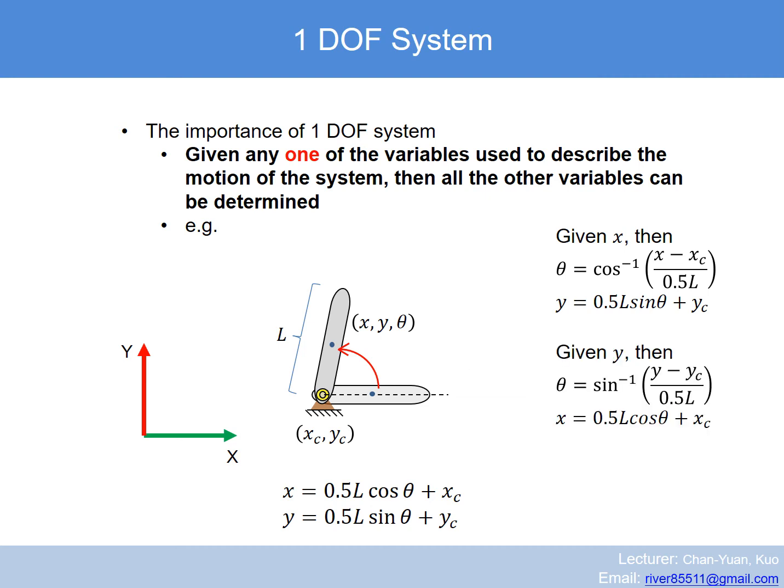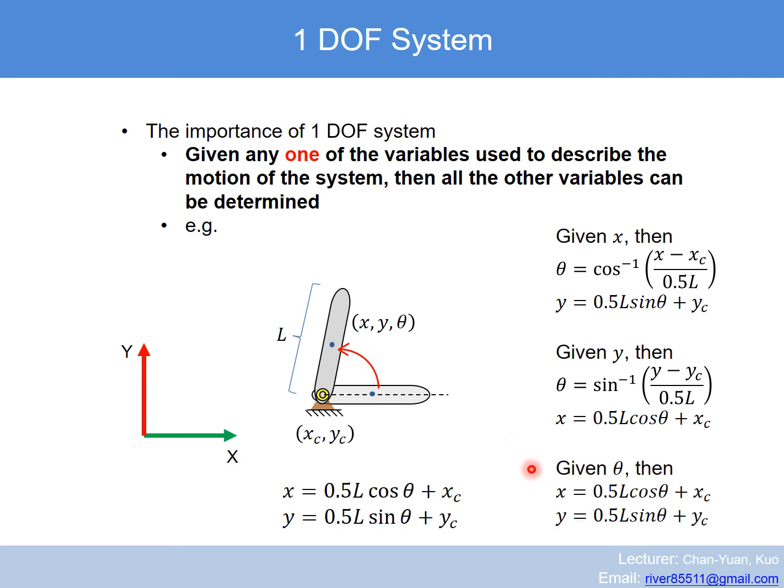Analogously, we can do the same thing once y is given and determine theta by the equation theta equals sine inverse of (y minus yc) divided by 0.5L. And after theta is determined, we can then determine x by the equation x equals 0.5L cosine theta plus xc, which again proves that we are able to solve for all other variables x and theta once y is given.